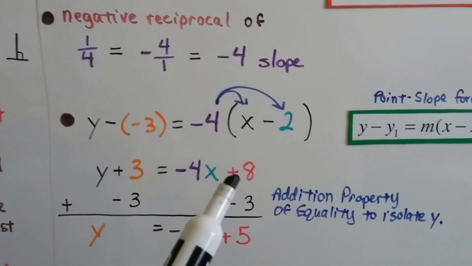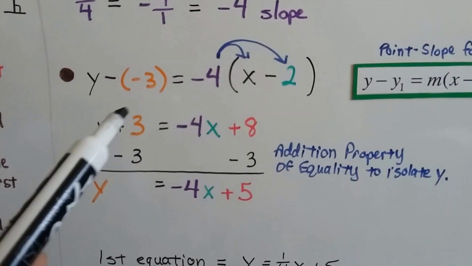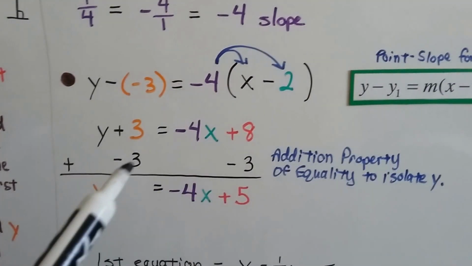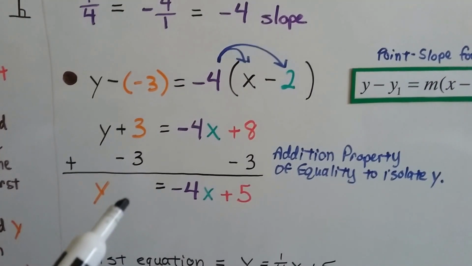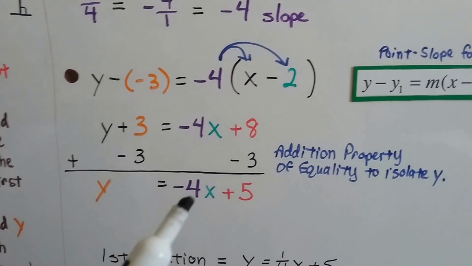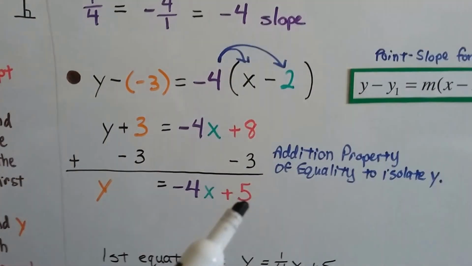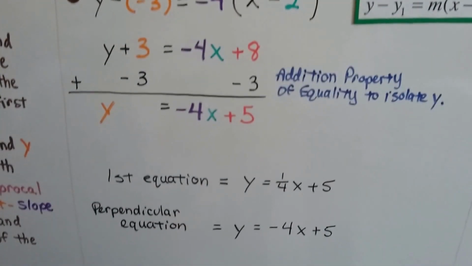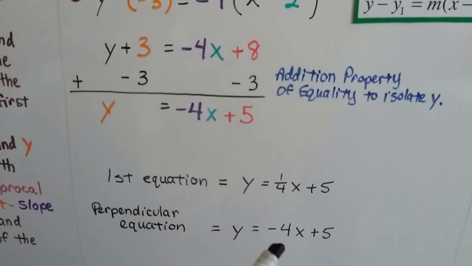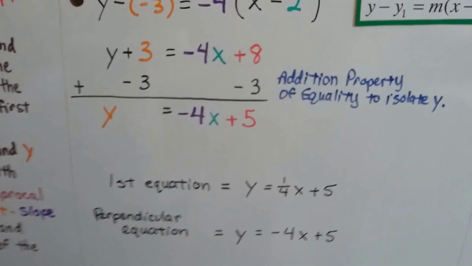Negative 4 times negative 2 is a positive 8. Now we can take this side right here to isolate the y and subtract 3 from each side, which is the addition property of equality. We eliminate this by making a 0 pair, and on this side, 8 minus 3 is a 5. We end up with y equals negative 4x plus 5. That's the equation of our perpendicular line. So here's the first equation in slope-intercept form, and here's our perpendicular equation, and you can see how it's got a negative reciprocal for its slope. See? 1/4 to negative 4.